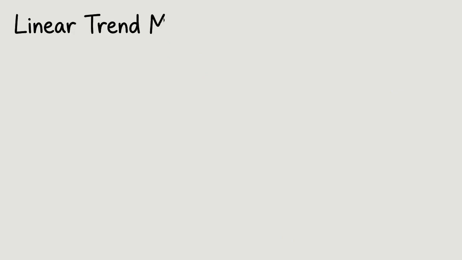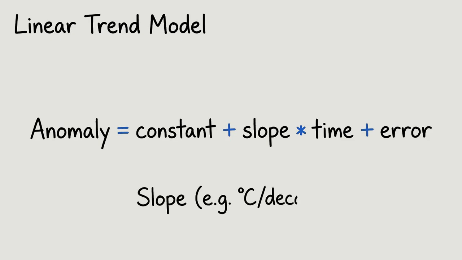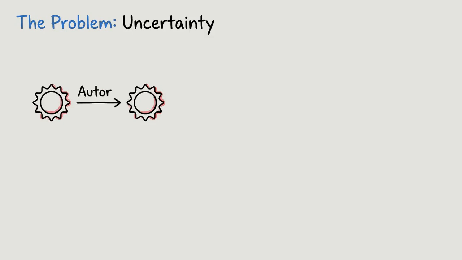The simplest formal model is a linear trend. You write the anomaly as a constant plus a slope times time plus an error term. The slope gives you a trend in physical units, like degrees Celsius per decade. The slope itself is usually fine. The problem is uncertainty. Climate time series are almost never independent.